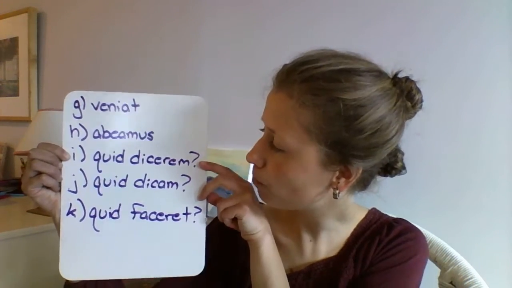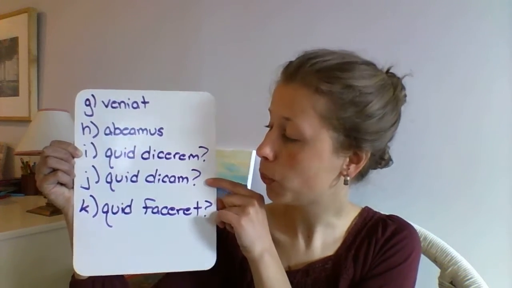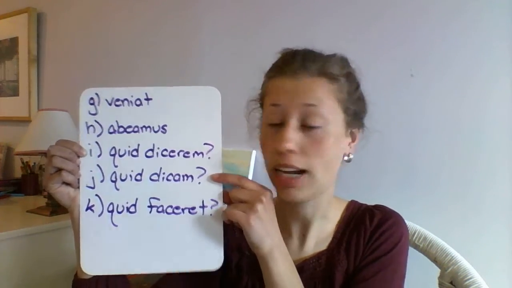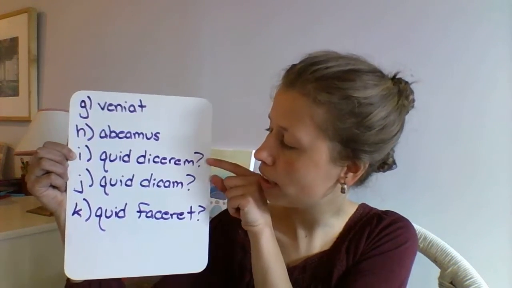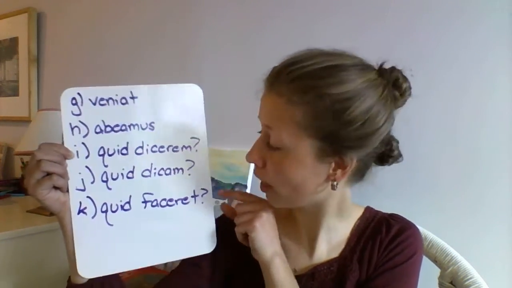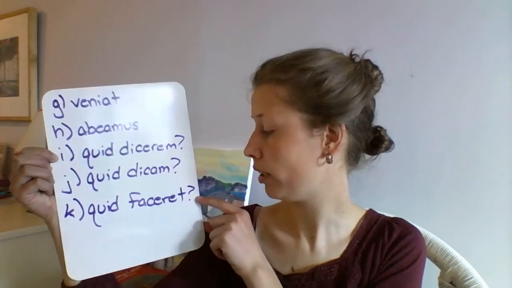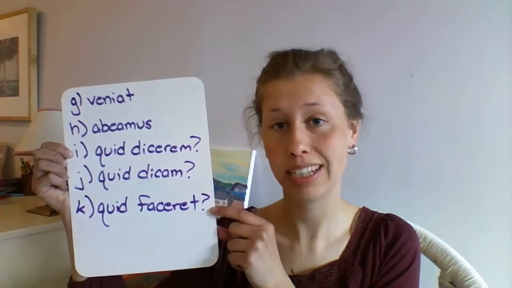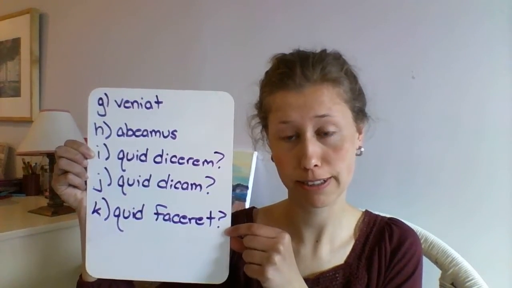So for these two, quid dicerem means what should I have said, quid dicam, what should I say in the future. So dico means say, what should I have said, what should I say? And then we have quid fecerit, what should he, she, it have done in the past, because it's imperfect.